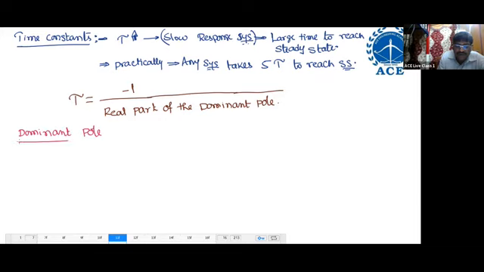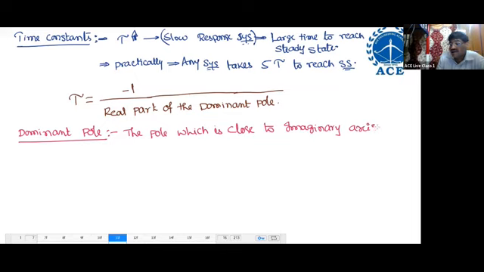Dominant pole. What is the dominant pole? The pole which is close to the imaginary axis is called the dominant pole. Tau equal to minus 1 by real part of the dominant pole. So dominant pole means the pole which is close to the imaginary axis.